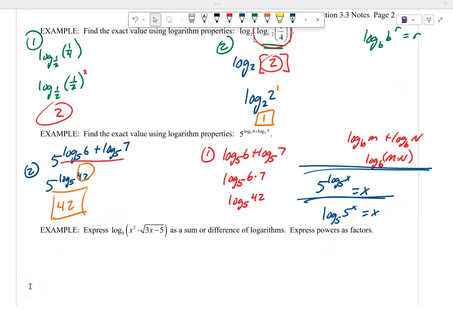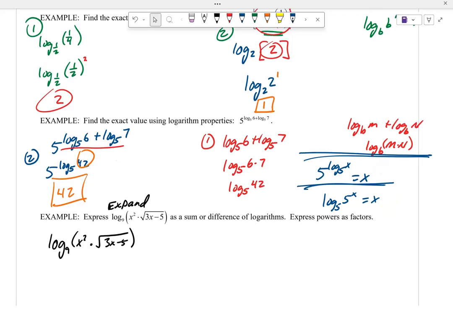Now this one, notice I have a log base 9 of that stuff there, but it's asking us to express it as a sum or difference. In other words, expand it. Some textbooks will say expand the following logarithm, right? So we have log base 9 of x squared times the square root of 3x minus 5.